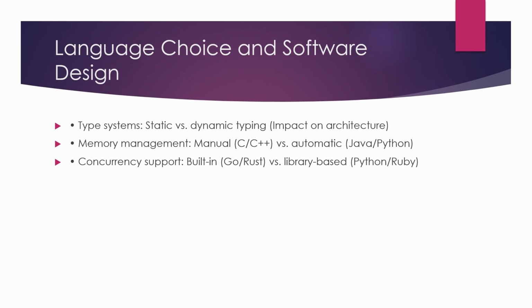Similarly, languages like C and C++ offer manual memory management, giving developers greater control, whereas languages like Java or Python handle memory management automatically through garbage collection, simplifying development but adding some performance overhead. When it comes to concurrency, languages like Go and Rust have built-in support for handling multiple tasks simultaneously, while others like Python rely on external libraries to manage concurrency.